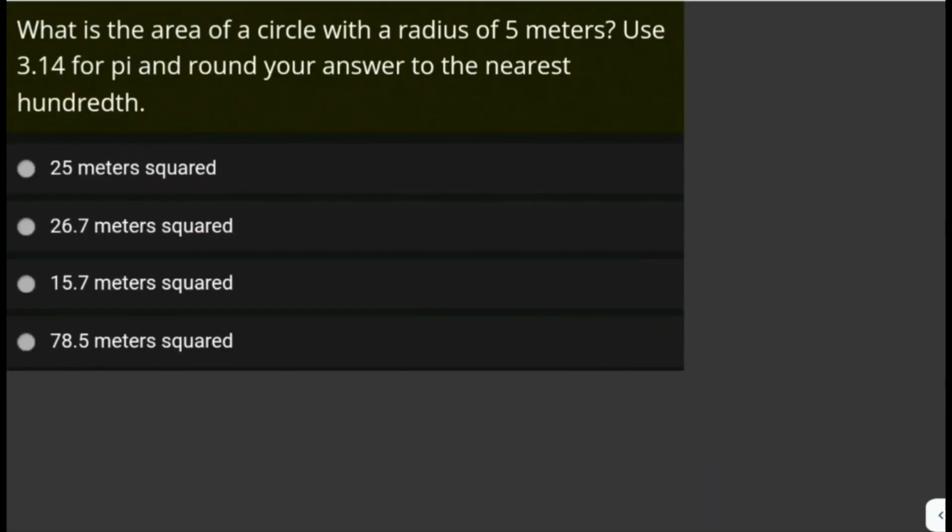What is the area of a circle with a radius of 5 meters? Use 3.14 for pi and round your answer to the nearest hundredth. Now, to solve for the area of the circle, we can use this formula. Area is equal to pi r squared. And it's given here that the radius is equal to 5 meters and then the value of pi, which is 3.14.